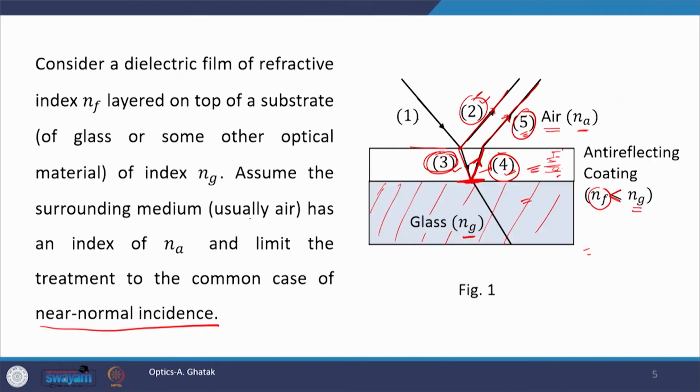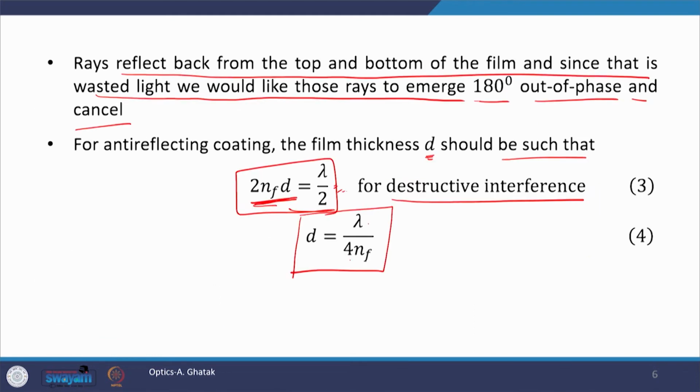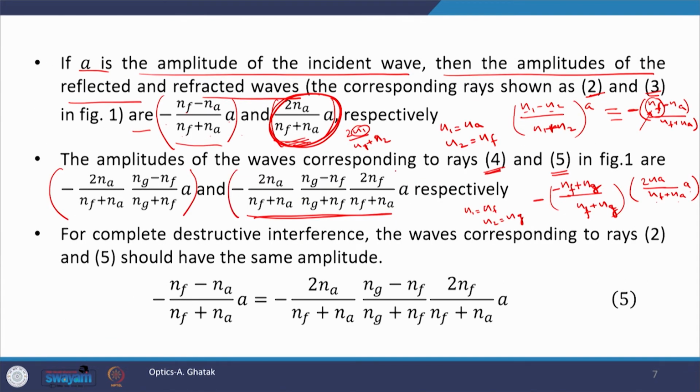Similarly, we calculate the amplitude for ray number 5, which is the transmitted part of ray number 4. Here we apply 2Na upon N1 plus N2 and then the amplitude of ray number 4, and this will give us this expression.